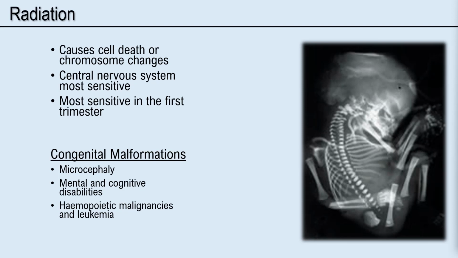In infants exposed to large amounts of radiation, we have seen central nervous system defects such as microcephaly and mental and cognitive disability. We have also seen hemopoietic malignancies, so cancer of the blood cells, and leukemia.